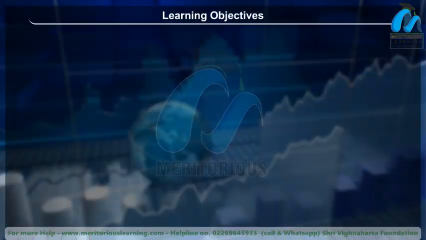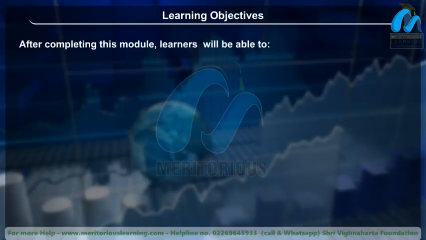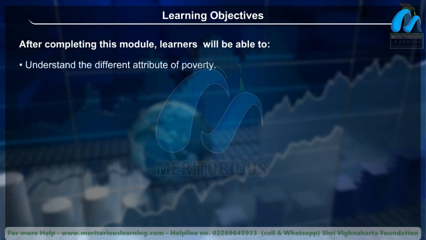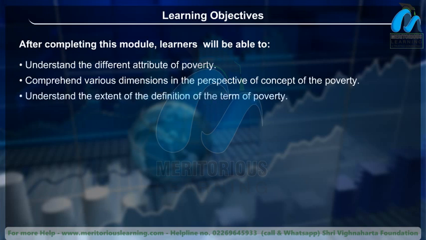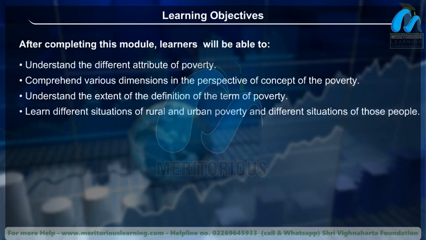Learning objectives. After completing this module, learners will be able to understand the different attributes of poverty, comprehend various dimensions in the perspective of the concept of poverty, understand the extent of the definition of the term poverty, and learn different situations of rural and urban poverty and of those people.